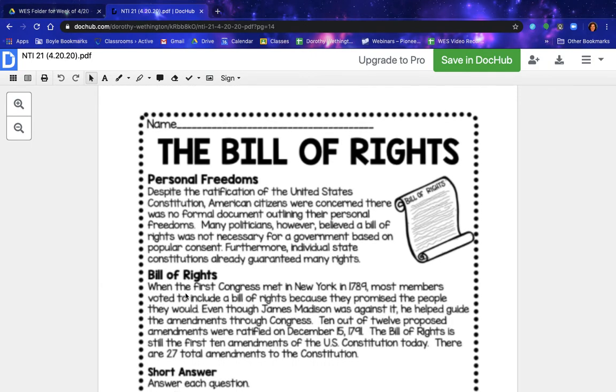The Bill of Rights. When the first Congress met in New York in 1789, most members voted to include a Bill of Rights because they promised the people they would. Even though James Madison was against it, he helped guide the amendments through Congress. 10 out of 12 proposed amendments were ratified on December 15, 1791. The Bill of Rights is still the first 10 amendments of the U.S. Constitution today, and there are 27 total amendments to the Constitution.